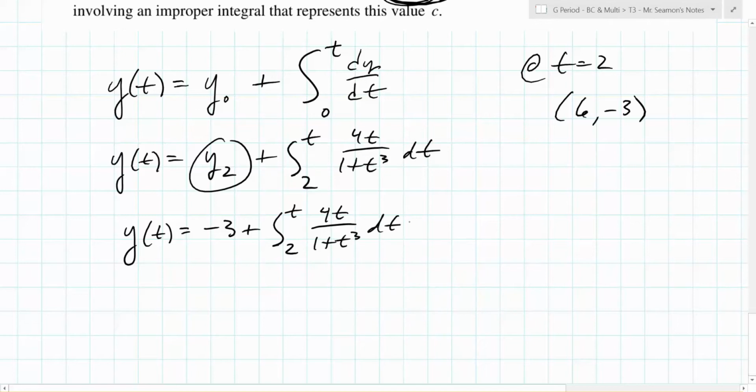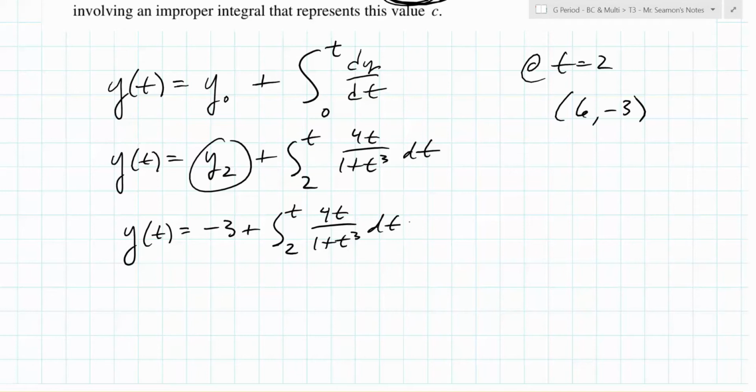That's the position. If you wanted the y coordinate at time t, you would take negative 3 and add to it the net change in y position from 2 to t. You've done this a bunch in AB calculus. So if you wanted the x coordinate, it would be x(t) equals 6 plus the integral, and it would be dx dt instead. At 2. Exactly.